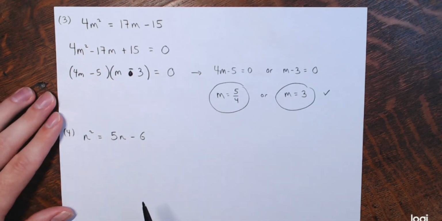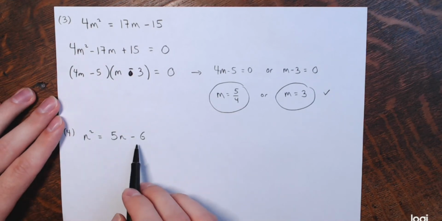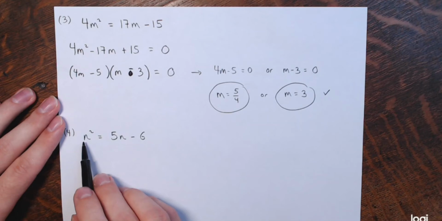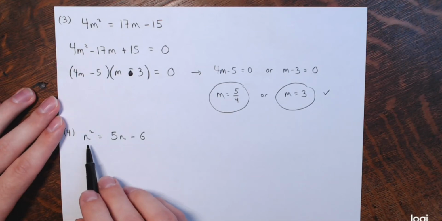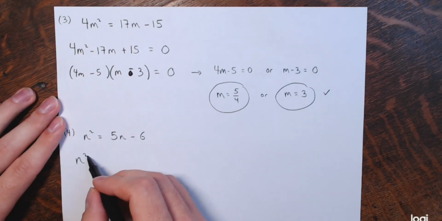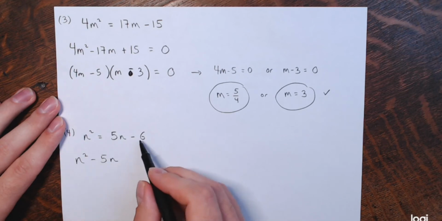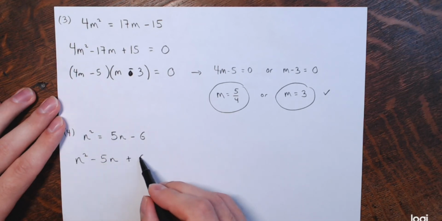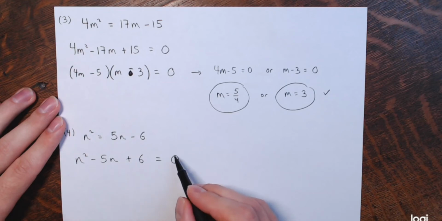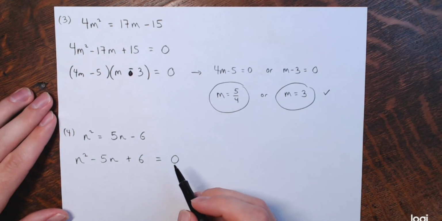Number 4. Same deal. It's n squared equals 5n minus 6. I personally like having a positive coefficient on the highest powered term, so I'm going to take everything to the left side. So we have n squared minus 5n plus 6 equals 0.